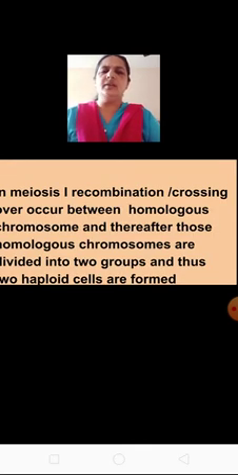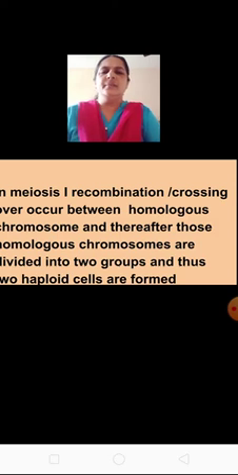See, in meiosis 1, there is recombination or crossing over between homologous chromosomes. What are homologous chromosomes? One chromosome is from the male and one is from the female, that is paternal and maternal. In mitosis, it was the sister chromatid, which is the same type. But in meiosis, there are homologous chromosomes. One is from the male parent, another one is from the female parent. Thereafter, those homologous chromosomes are divided into two groups, and thus two haploid cells are formed.